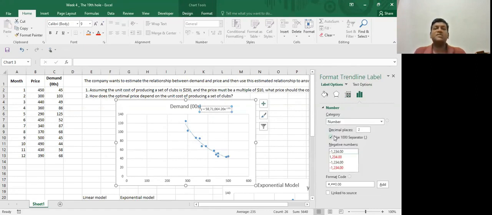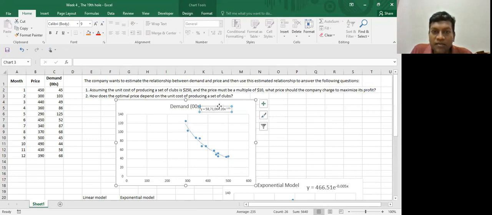Now you can see the number has changed. It has become 5871064. So that is what I wanted, the exact number. Earlier it was giving me an approximation, 6 into 10 raised to 6. Now I've got it. I hope it's visible. I'll make it bigger now.